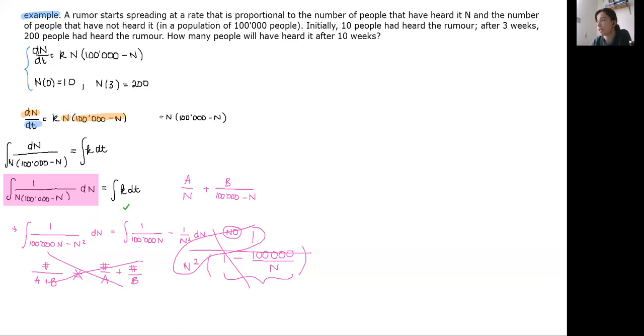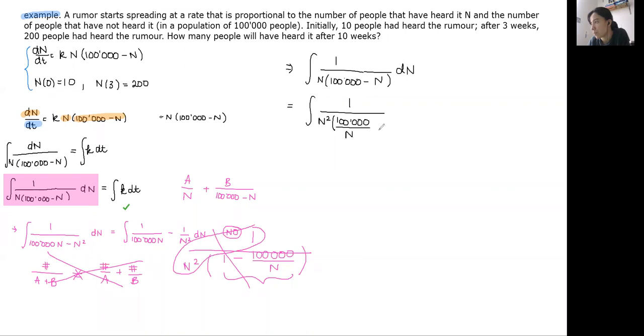Let's try that. We're going to have that the integral that we are evaluating is the integral of 1 over n times 100,000 minus n, which means we're going to factor another n over here, to get that this is the same as the integral of 1 over n squared times 100,000 over n minus 1.